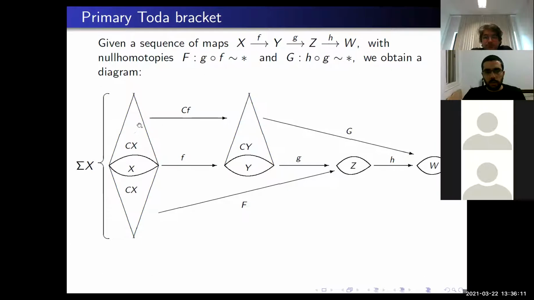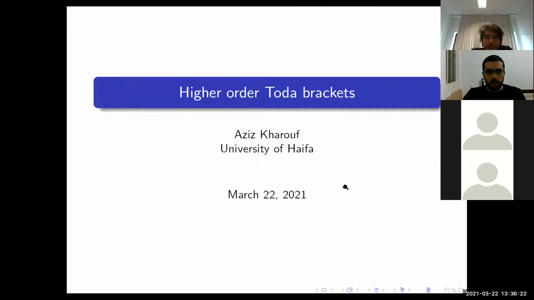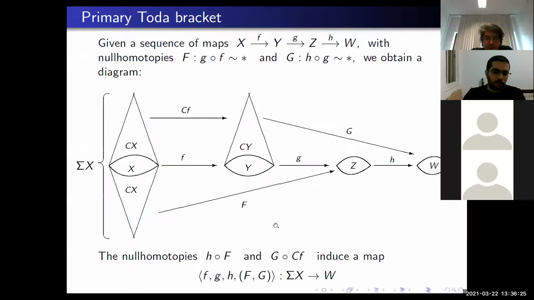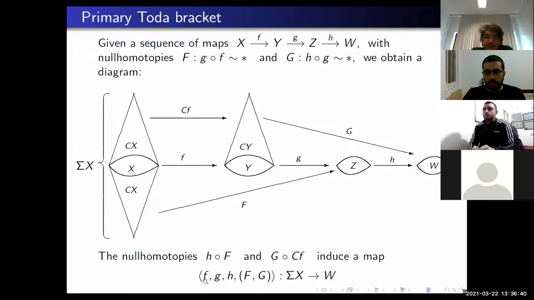So actually we get a map from the suspension of X to W. So these maps with the null homotopies induce this map from the suspension of X to W. This is my notation for this map. It's obvious that it does not depend only on the maps, but it depends on the choices of the null homotopies. Okay, this is the Toda bracket.